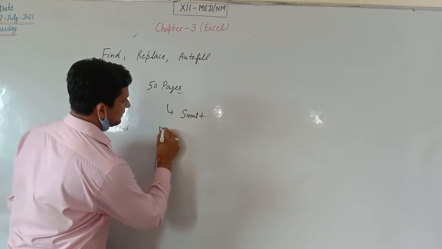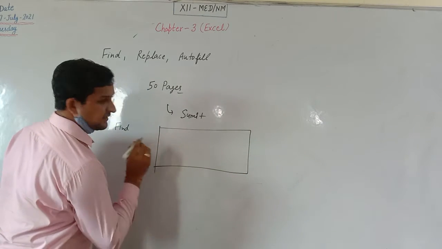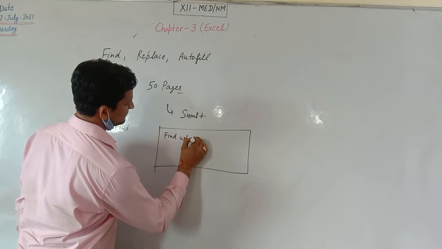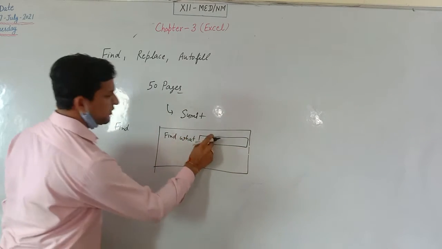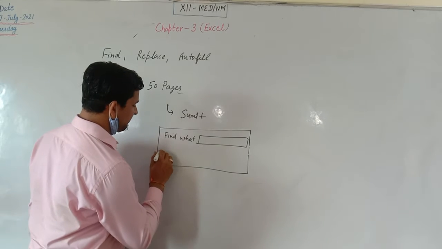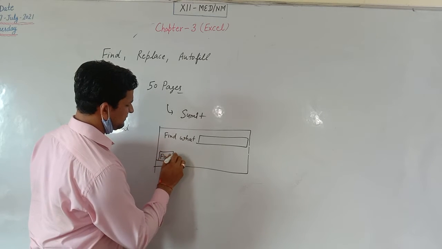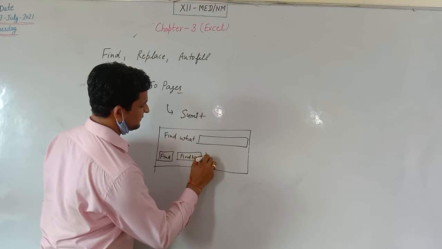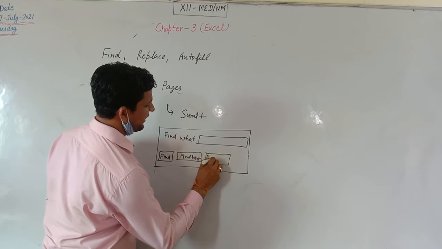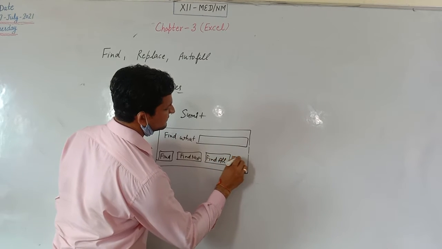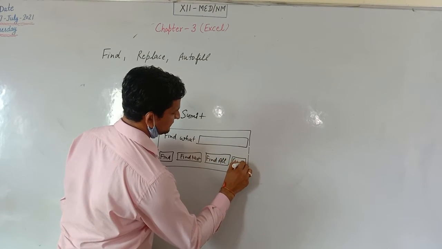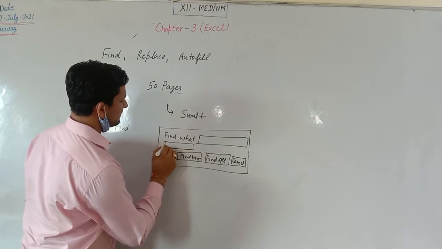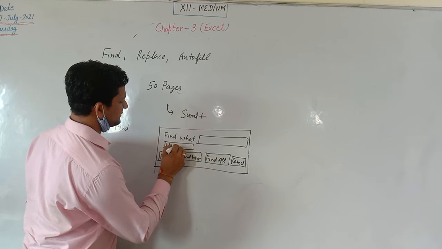Then one window will appear. In that window, an option will be there: find what. You will type here what you want to find. At the bottom, options will be there: find next, find all, and cancel. These options will be there. One more option will be there, that is highlight.